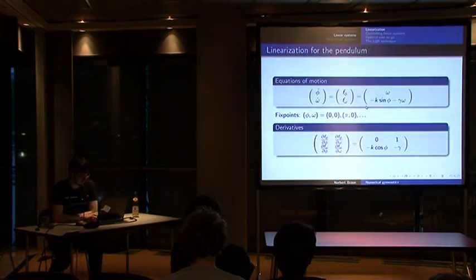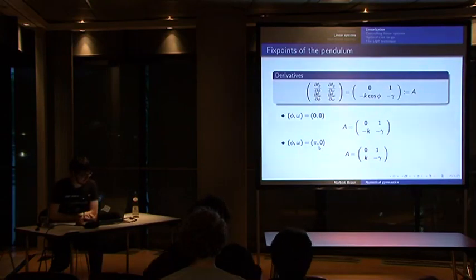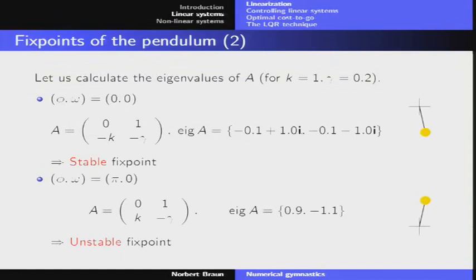Now we can do that for the pendulum, and the equations of motion give rise to these derivatives. And we have the two fixed points. Again, this is the one where the pendulum is hanging down, and this is the one where the pendulum is pointing up. And unsurprisingly, the stable one has eigenvalues with negative real part, and the unstable fixed point has one eigenvalue with a positive real part.